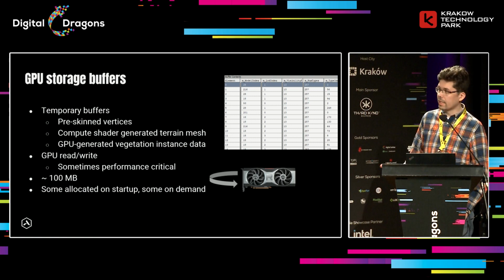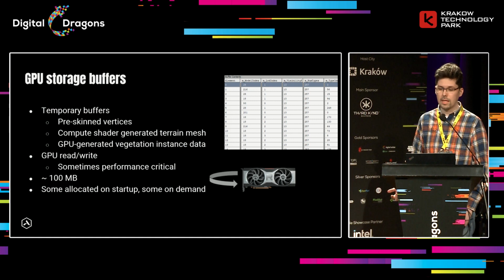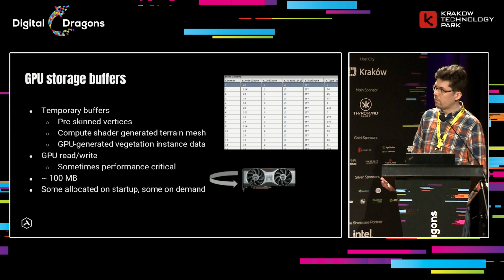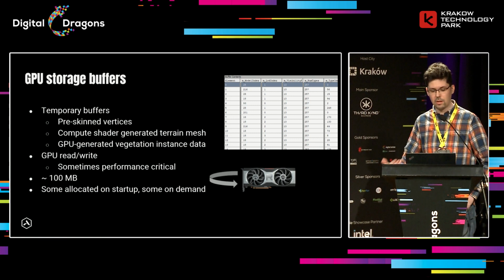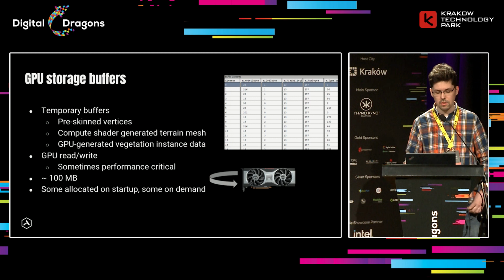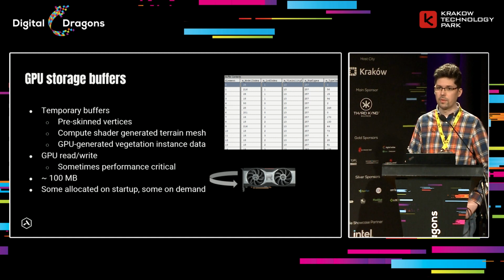And again, some are allocated at startup, and the stuff that is recreated every frame, while stuff like the vegetation instance data is being generated and then stored, so it's kind of allocated on demand and then kept in memory for as long as we need it. So that is indeed allocated and freed during gameplay.